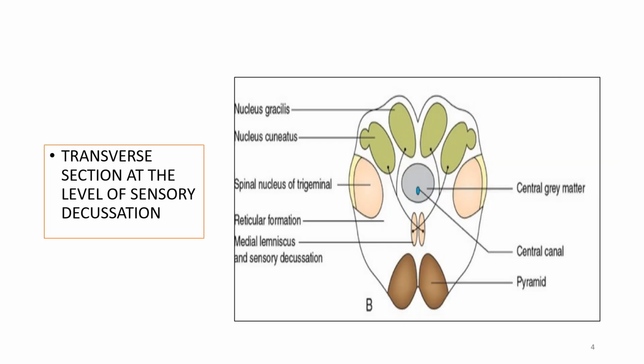So here comes the transverse section at the level of sensory decussation. Here you can see nucleus gracilis and nucleus cuneatus. Okay, these fibers are coming from the medial lemniscus and sensory decussation. So this is the level of sensory decussation. From this area, left side fibers and right side fibers will cross and go to the nucleus gracilis and nucleus cuneatus. So at this level you can see the pyramids, central canal, central gray matter and white matter and some reticular formation.